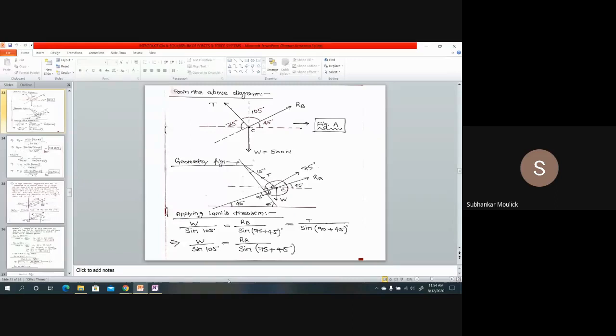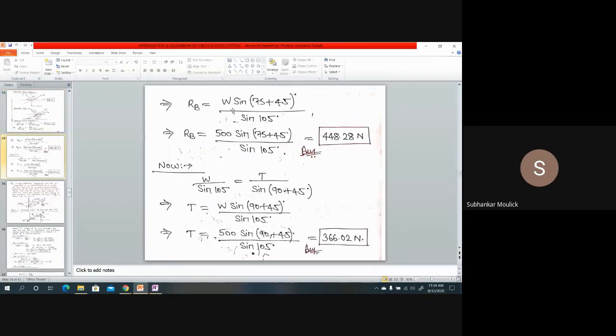Now in my question I have to find out the value of RB and T. If I take the combination of the first and the second expression, W is already given in the problem, sine 105 value I know, sine of 75 plus 45 also I know, so I can get the value of RB. RB is W sine 75 plus 45 divided by sine 105, and this value of RB comes out to be 448.28 Newton. This is what I have to find out.